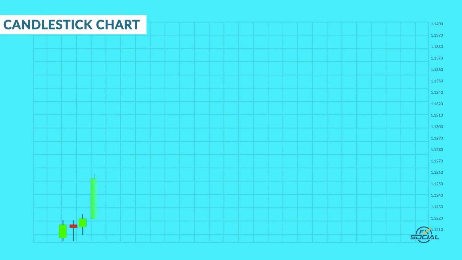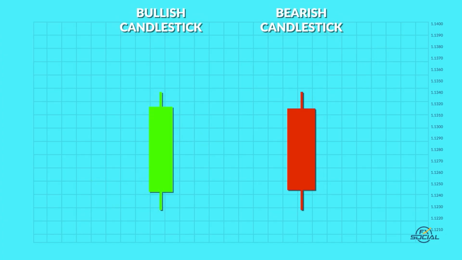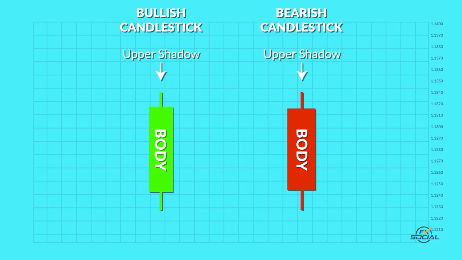The candlestick chart is a variation of the bar chart. Candlestick charts show the same price information as a bar chart, but in a prettier graphic format. The larger blocks in the middle are called bodies. The vertical lines above the body are called the upper shadow. The vertical lines below the body are called lower shadows.